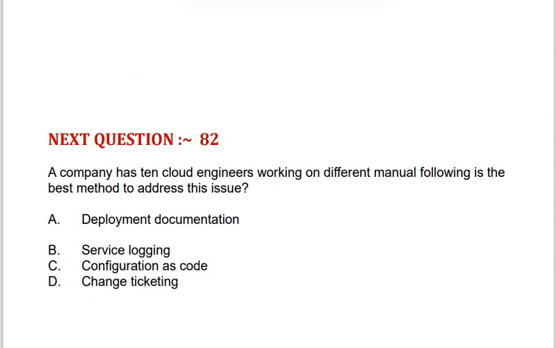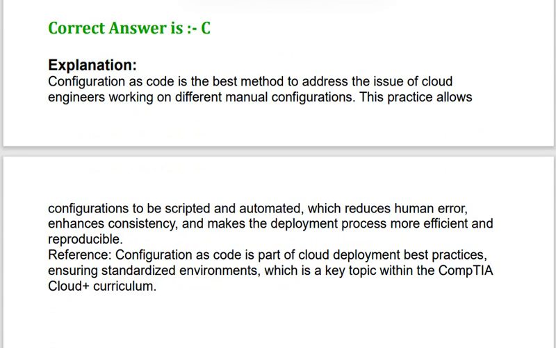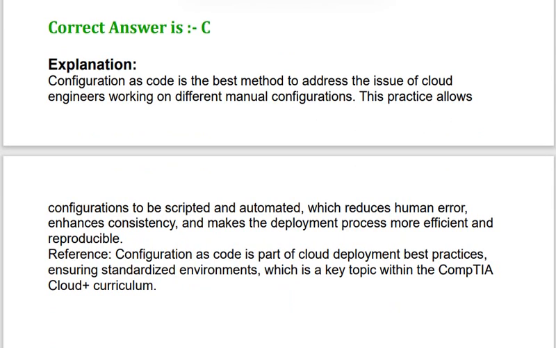Question is, a company has 10 cloud engineers working on different manual deployments. Which of the following is the best method to address this issue? Option A, deployment documentation. Option B, service logging. Option C, configuration as code. Option D, change ticketing. Correct answer is option C.